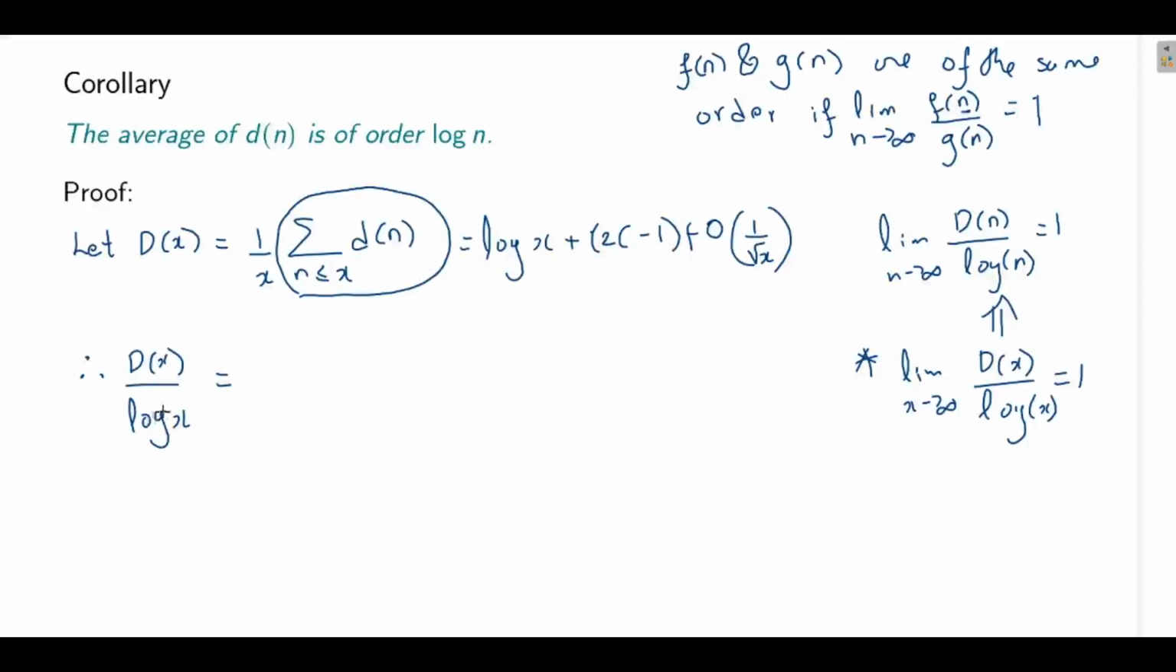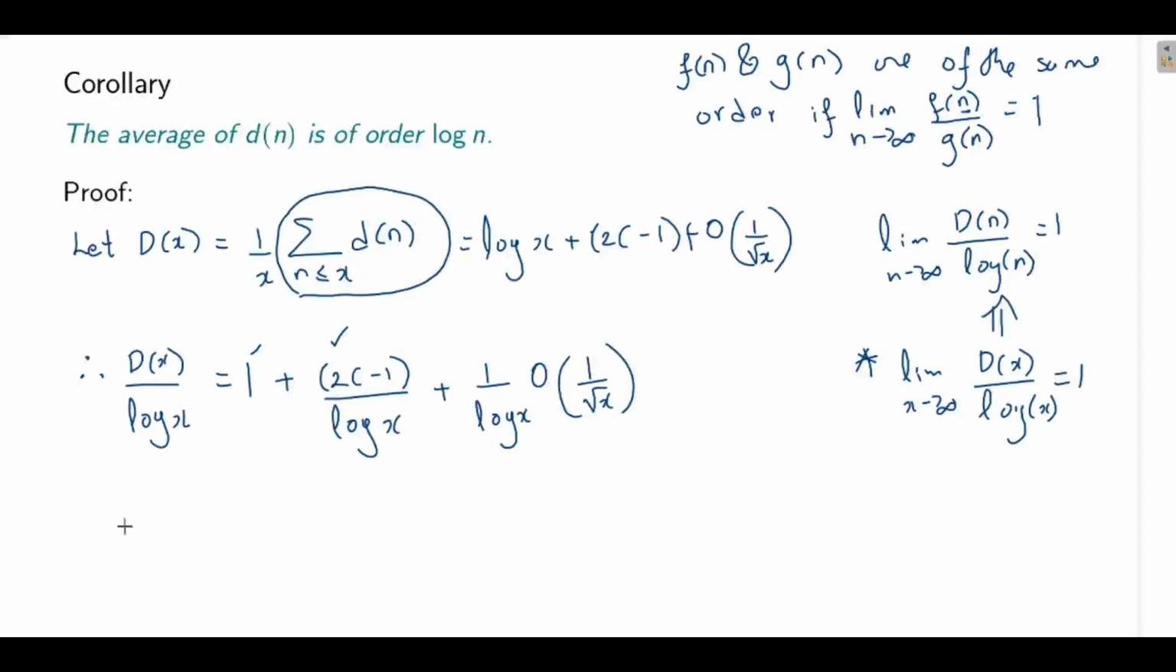So D(x) upon log x will be 1 plus (2c minus 1) upon log of x plus 1 by log of x times big O of 1 by square root of x. What does this actually mean? This means that D(x) upon log x will be this function plus this function plus 1 by log of x times some function which is big O of 1 by square root of x.